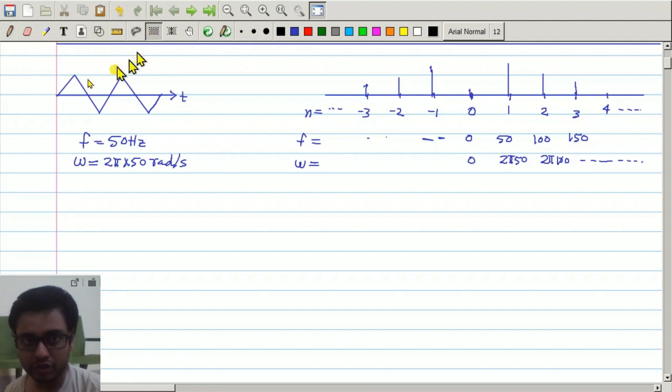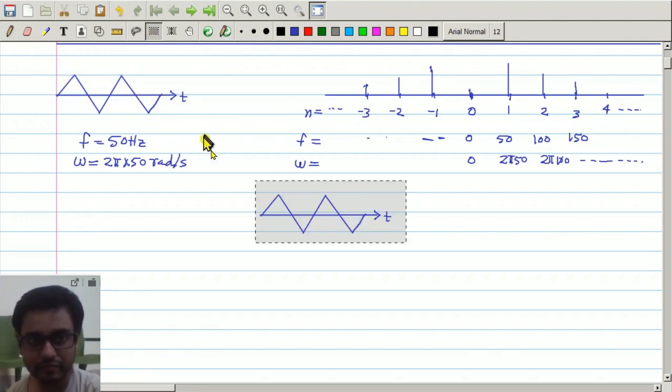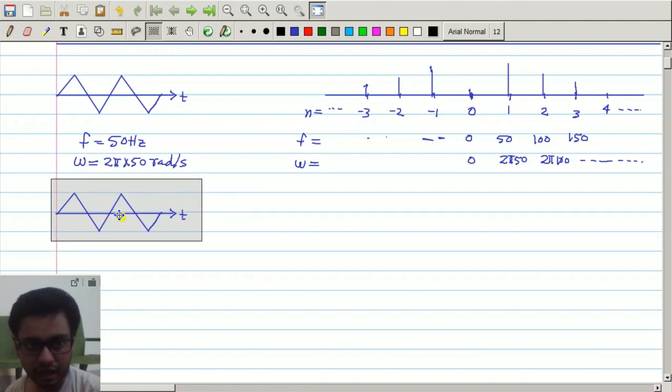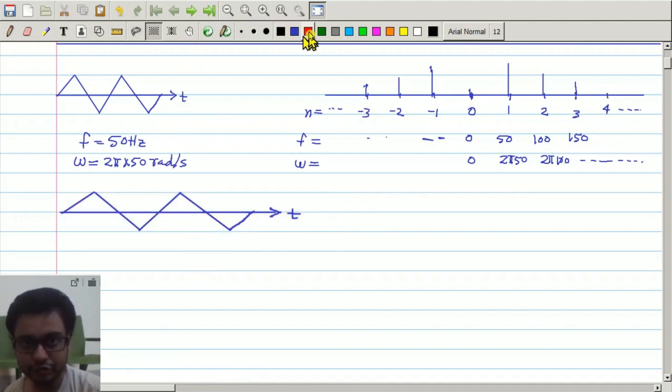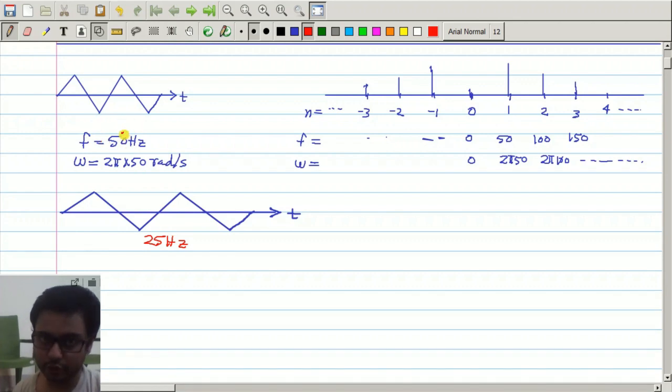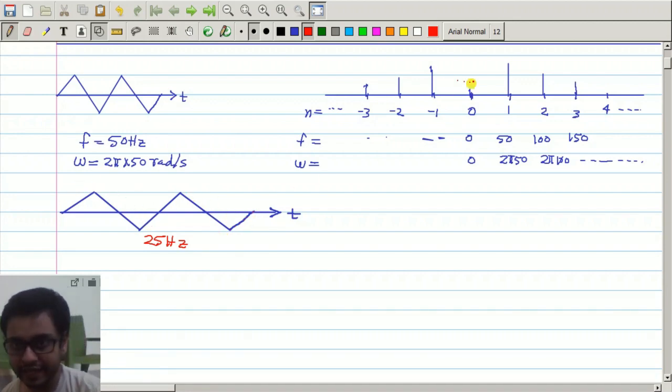Now, if you consider another signal, say with a frequency like this, say this frequency is 25 Hertz, half of the previous frequency, then if you perform the Fourier series for this signal, you will get components at 0, at 25 Hertz, then also at 50 Hertz, 75 Hertz, 100 Hertz. All these values can be present if you perform the Fourier series on this signal having a lower frequency.